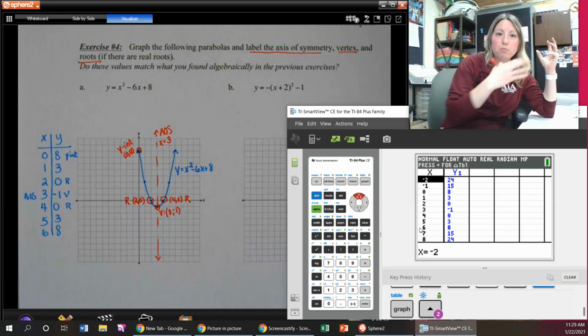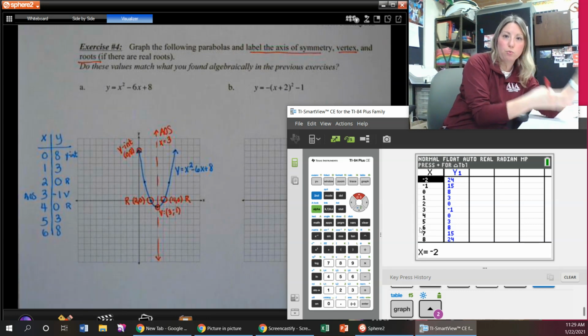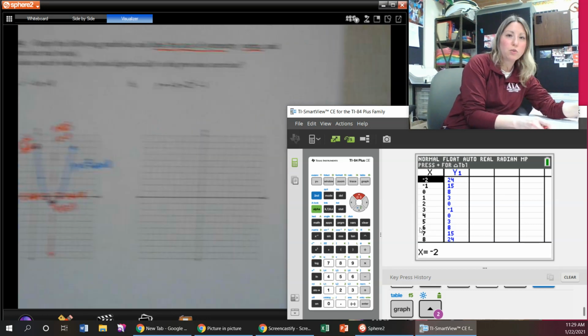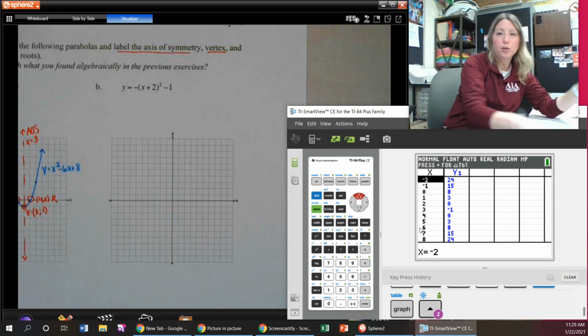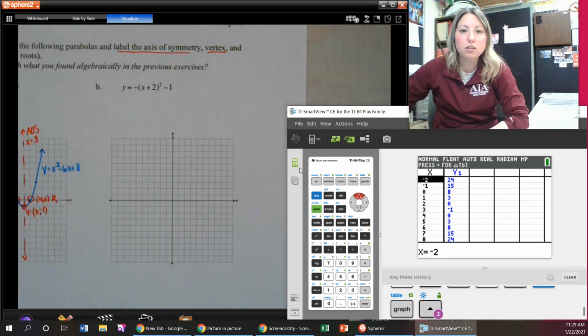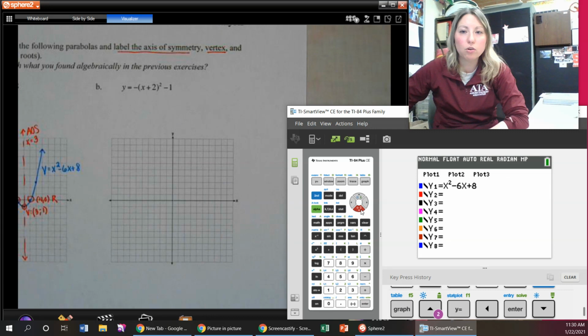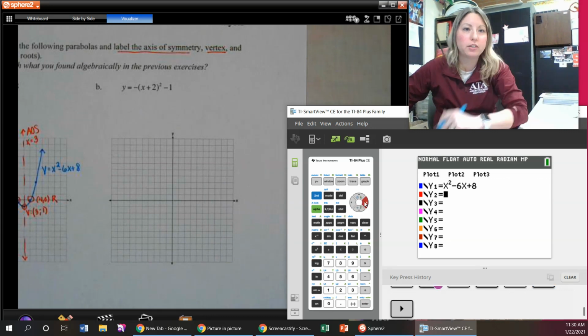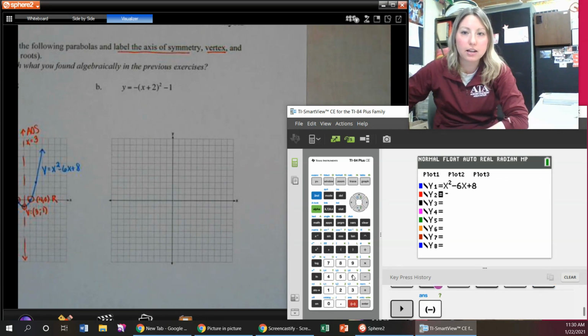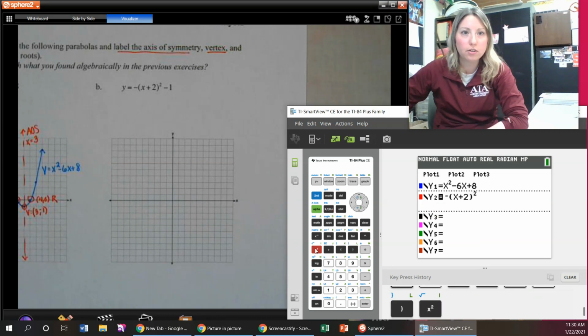All the algebra comes together with the graph. Let's do that for this guy who was in vertex form. So all I do here, go back to y equals. I'm actually going to just shut this graph off. So arrow to the right and press enter on that equal sign. Then arrow down to y2, and this is where we're going to type the next guy in. So negative, front parenthesis, x plus 2, end parenthesis, squared, minus 1.